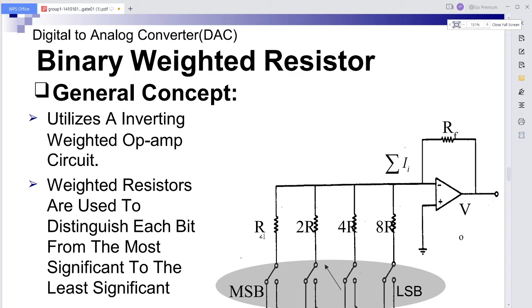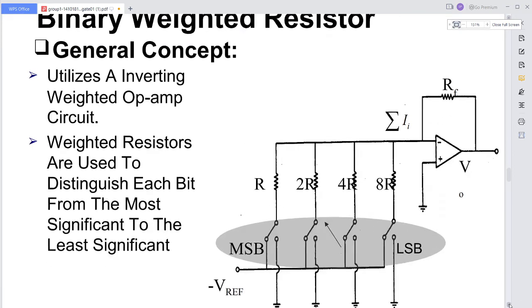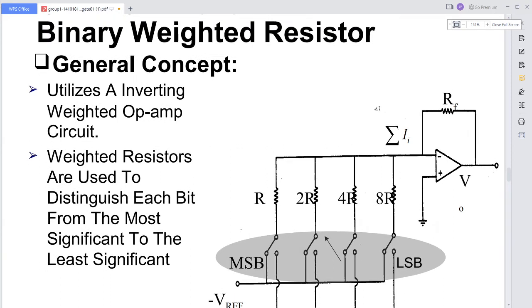The resistor value increases from the MSB to the LSB. This is R, 2R, 4R and 8R. That means as the positional weight of the binary data changes, the resistor value also changes, so we call it a binary weighted resistor. So here we use R, 2R, 4R, 8R. That means as the number of bits increases, more resistors have to be added.